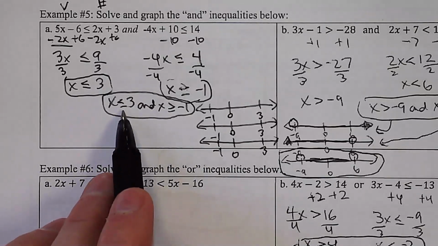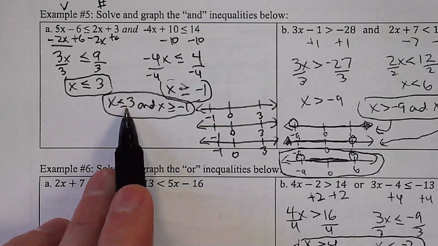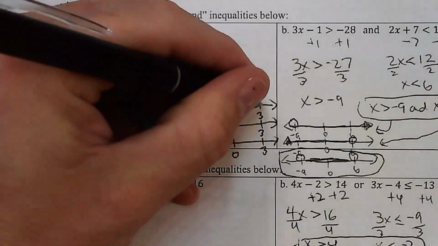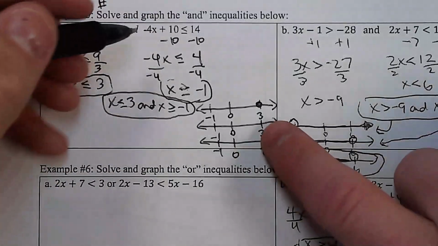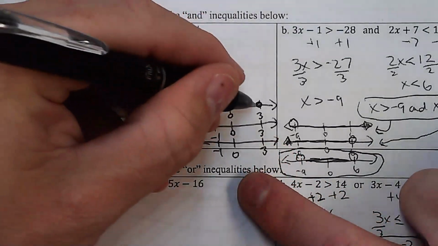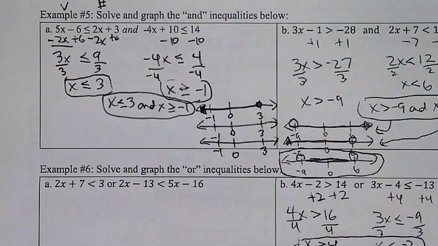So x is less than or equal to 3. Is that an open or a closed circle? Closed, because it has an equal to. Which way is less than 3? Is that the numbers to the left of 3 or right of 3? Left. So I'm going to shade this way on that one. So I'm going to graph x is less than or equal to 3 on the top one.